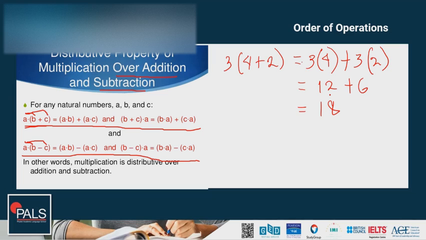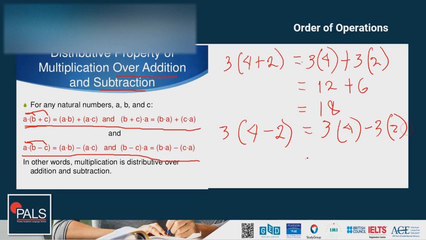Okay, another example. 3 times 4 minus 2 can be written in the form of 3 times 4 minus 3 times 2. Then we have 12 minus 6. The answer is 6. So it's easy to understand the distributive property of multiplication over addition and subtraction.